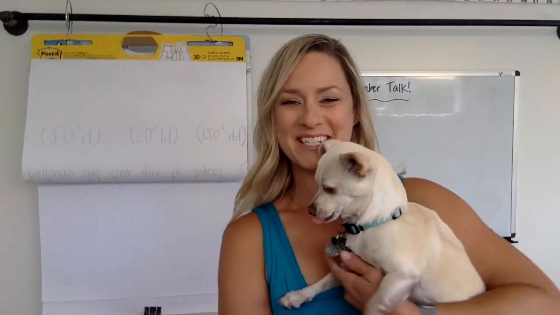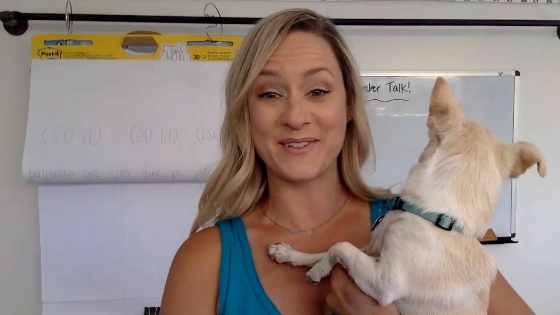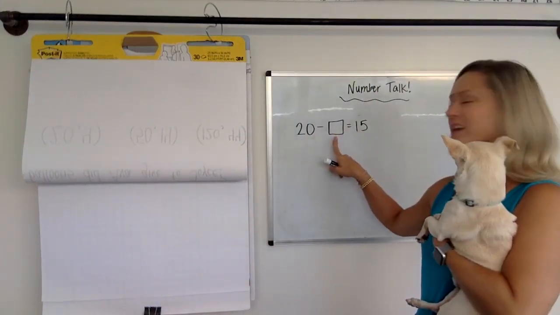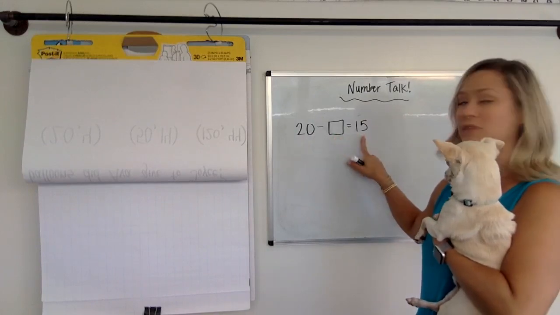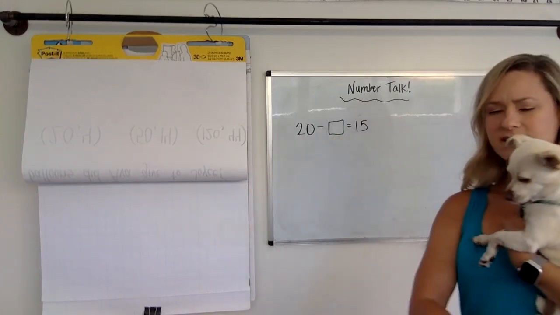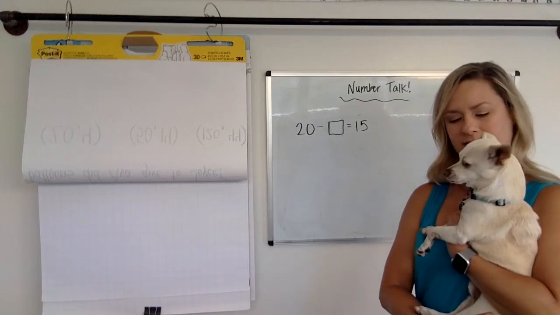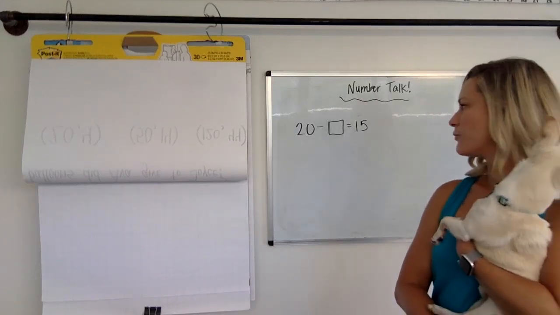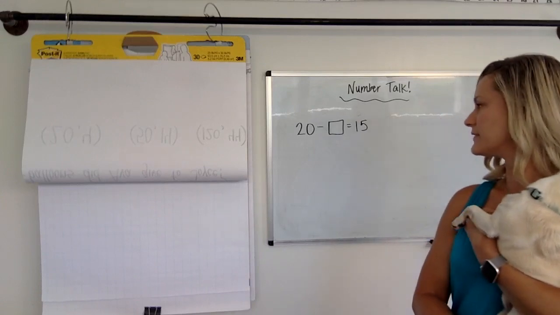All right, so we're going to start off with a number talk. So we're going to try to do this mentally, right? That's what number talks are. And we're going to start first with this today. 20 minus what would leave us with 15? So let's take a second to think about that. 20 minus what equals 15?